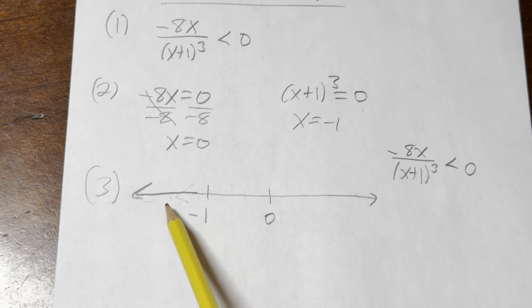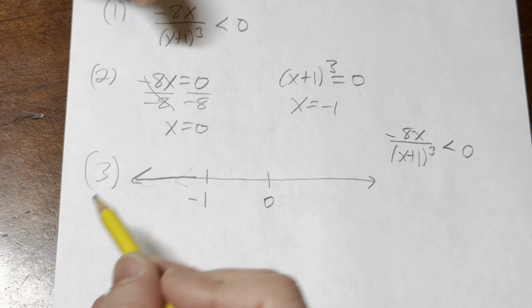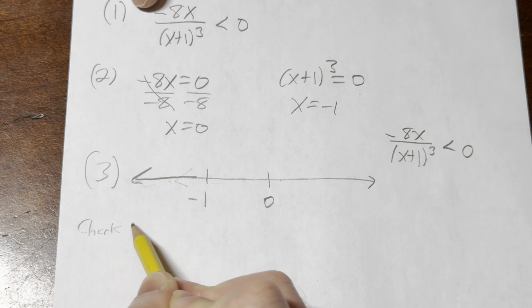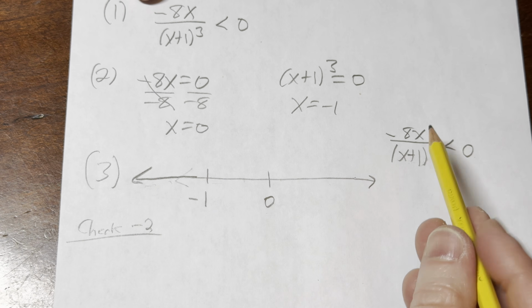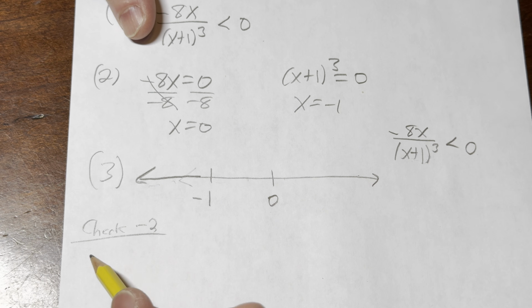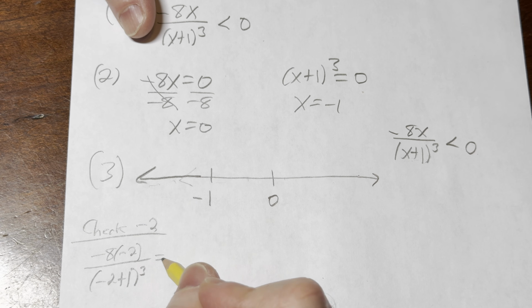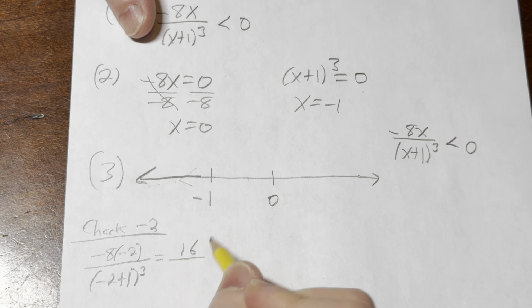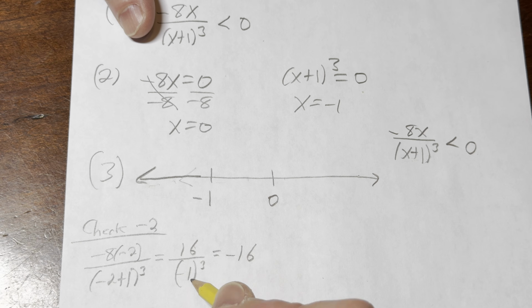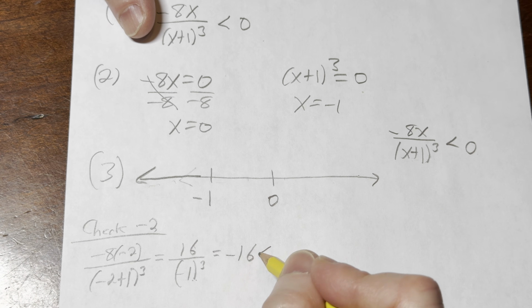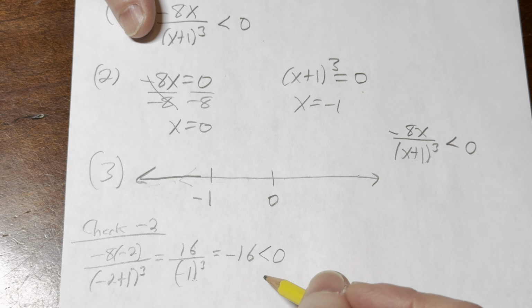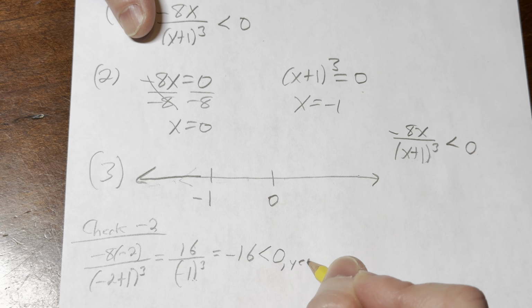Okay, let's start by picking an easy number like negative 2. So check negative 2. It's a number over here. We're plugging it in here. We get negative 8 times negative 2 over (negative 2 plus 1) cubed. This is equal to 16 over negative 1 cubed, which is equal to negative 16, because negative 1 cubed is negative 1, and 16 over negative 1 is negative 16. And we want this to be less than 0. Is that true? Well, yes it is. So we shade.